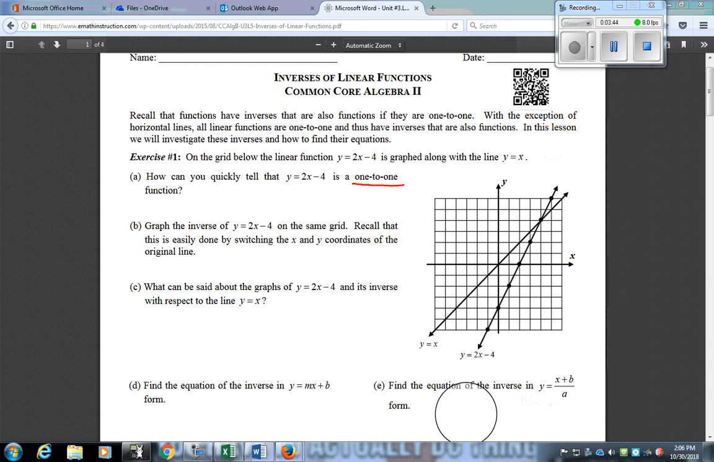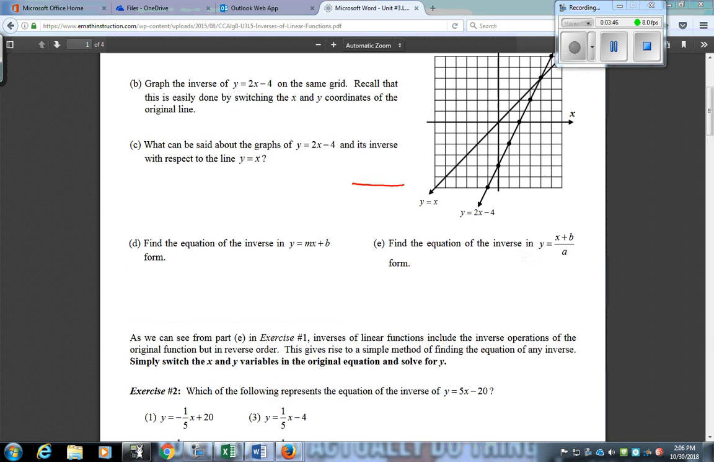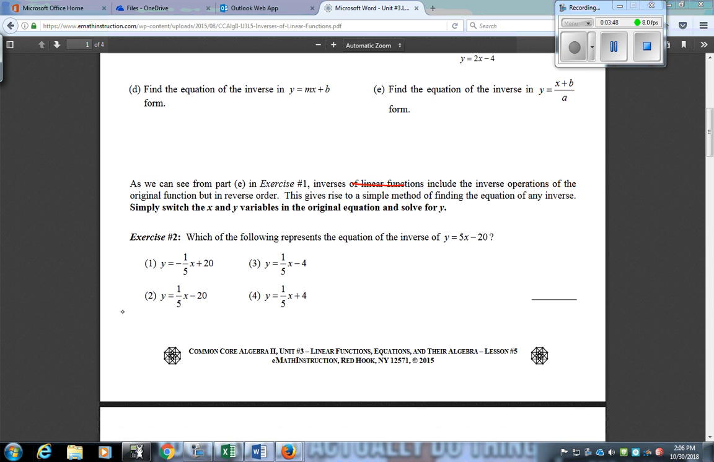Now we're going to look at a couple multiple choice questions. This one's pretty straightforward. They want us to find the inverse of y equals 5x minus 20. If you get stuck at any point, we know that the x and the y coordinates have to be switched. You could try to graph the 4 choices one at a time and make sure that the points are in fact switched. But again, let's use the algebraic method.